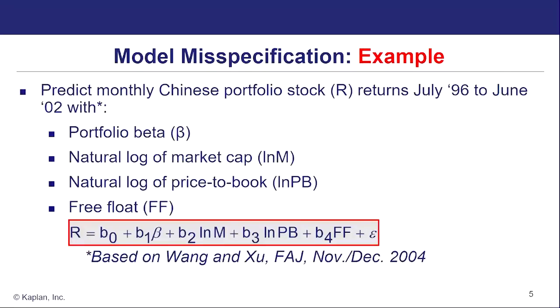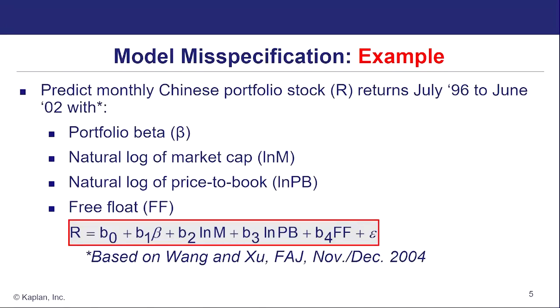Now let's look at an example to see how these misspecifications can manifest in a model. We are going to take an actual example, based on Wang and Su, published in FAJ, a CFA Institute publication. Obviously, the model that was published was not misspecified. What we are going to do is show you, if the researchers were not good quant analysts or did not pass Level 2 of the CFA exam, what kinds of mistakes they may have made.